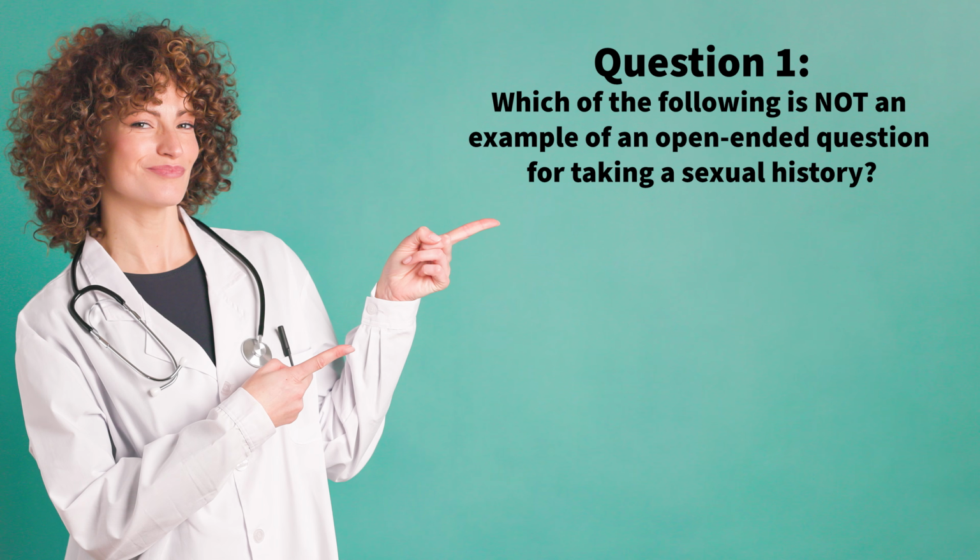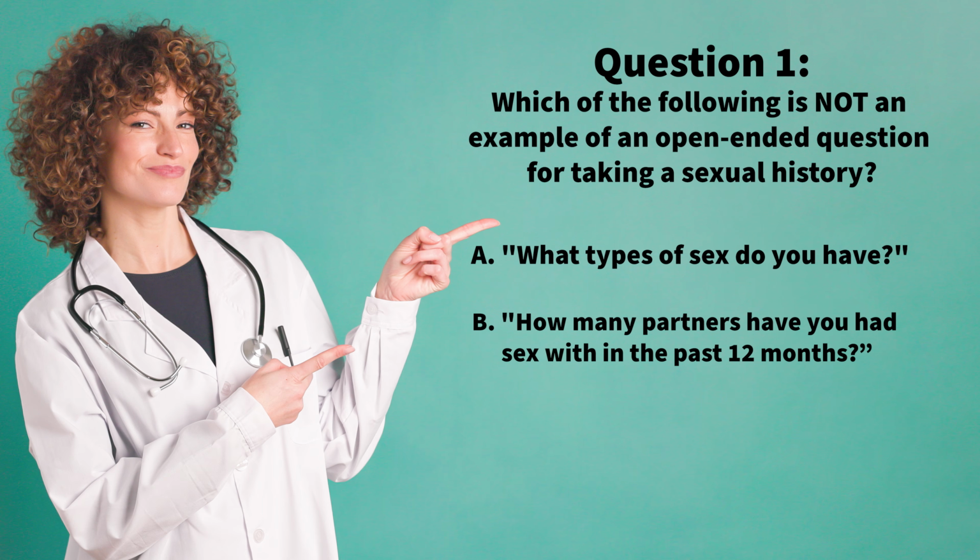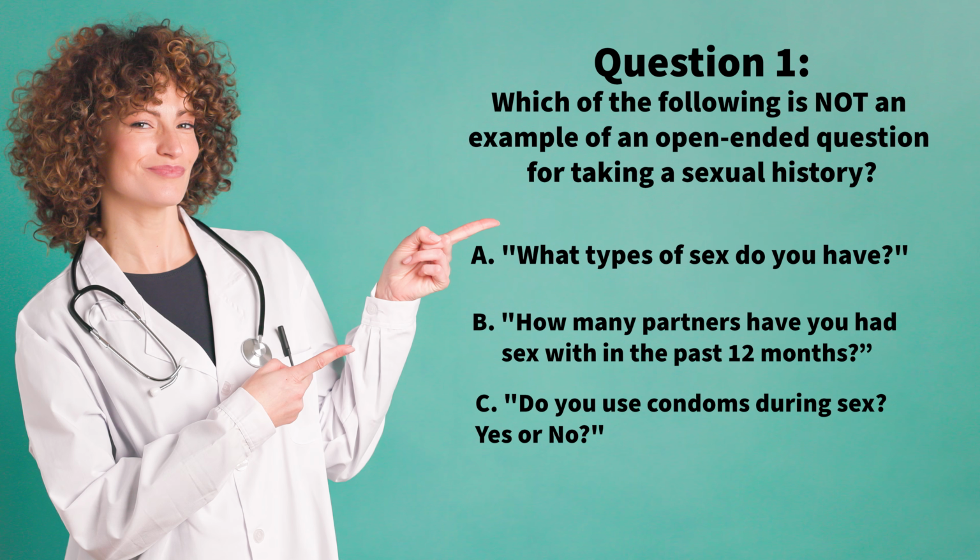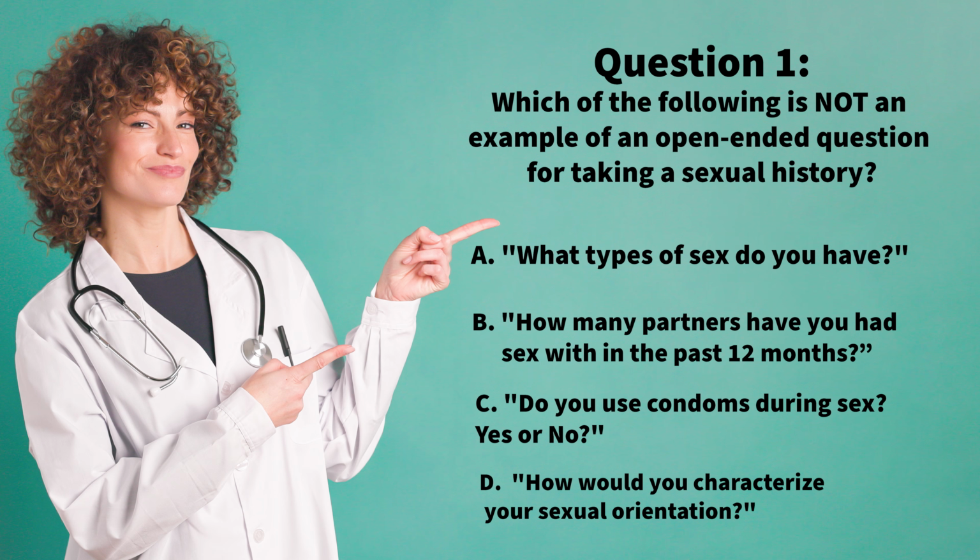Let's do a knowledge check. Question 1. Which of the following is not an example of an open-ended question for taking a sexual history? A. What types of sex do you have? B. How many partners have you had sex with in the past 12 months? C. Do you use condoms during sex, yes or no? D. How would you characterize your sexual orientation?